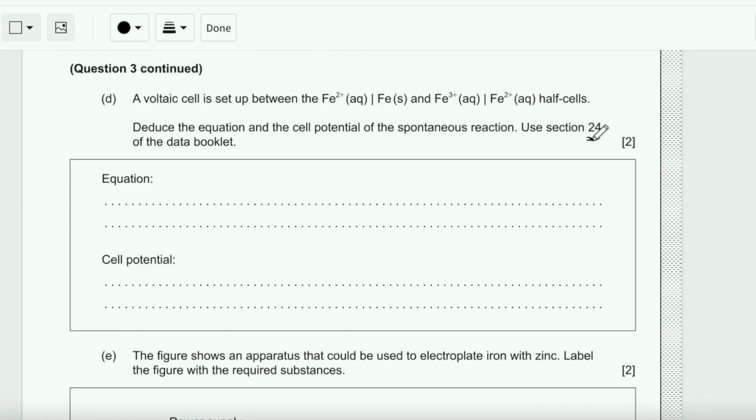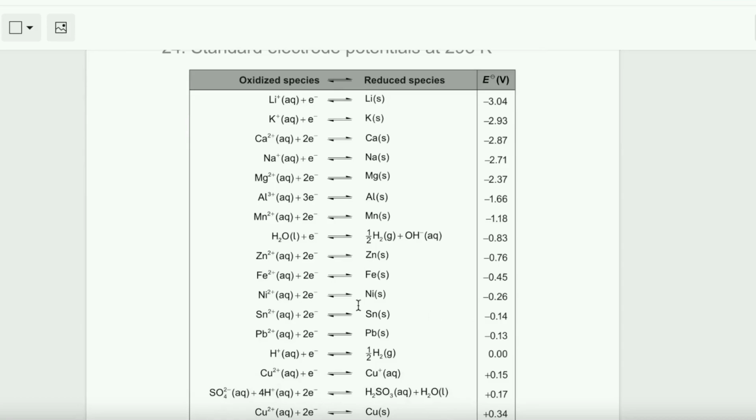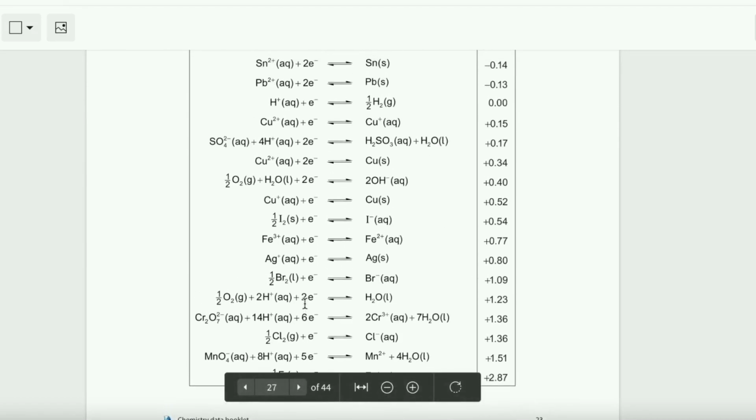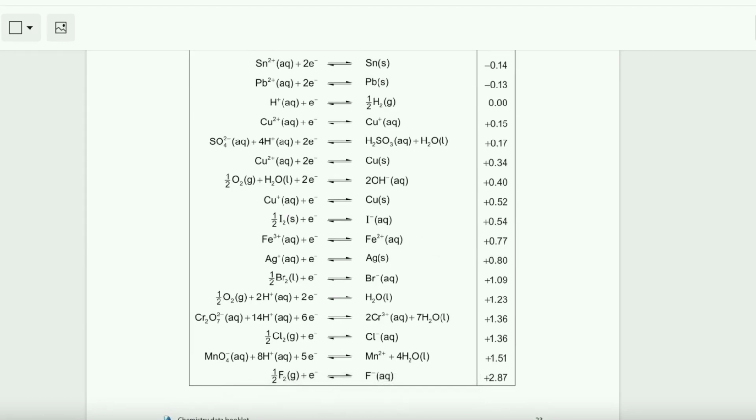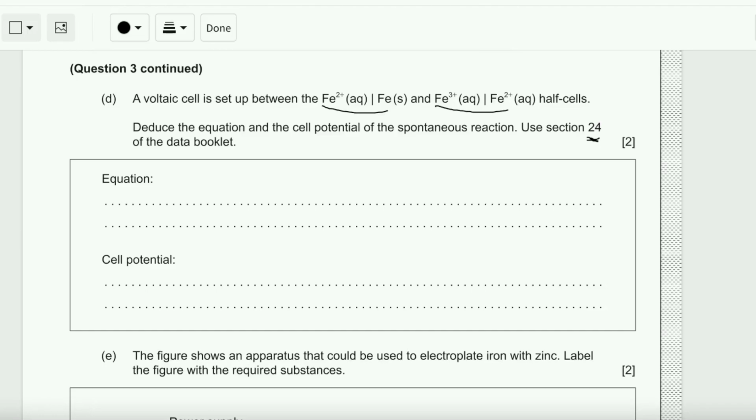Deduce. Reach a conclusion from the information given from the data booklet, section 24. The equation and the cell potential of the spontaneous reaction. Fe2+ to Fe, and Fe3+ to Fe2+ is positive 0.77.